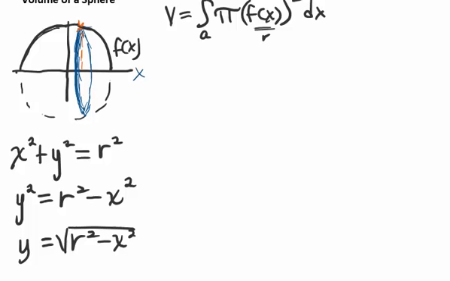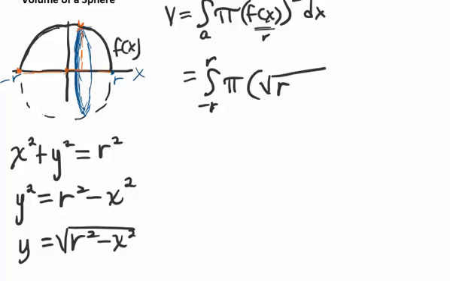Okay, so the only other thing that we need are those limits of integration, and because the radius is the distance from the center to a point on the circle, that means that this left endpoint is going to be at negative r, and the right endpoint is going to be at positive r. So we have the definite integral from negative r to r of pi times f of x, or the square root of r squared minus x squared, squared with respect to x.